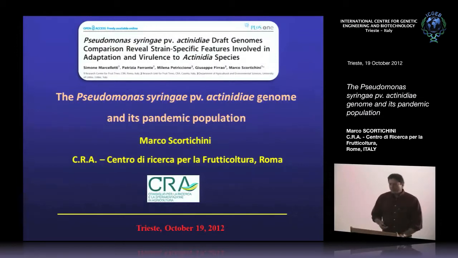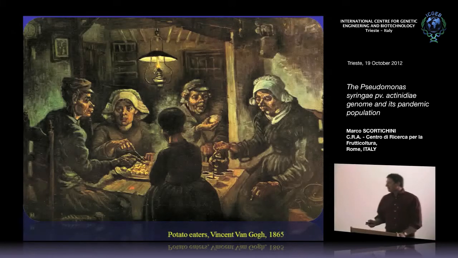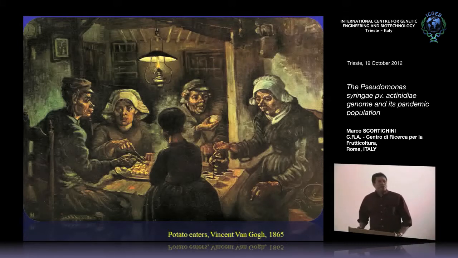So let's move on. In this picture, apart from the famous name of the painter, pay attention to the title, Potato Eaters, and to the year, 1865. This picture will help to understand why the disease in some areas of the world is still very important.